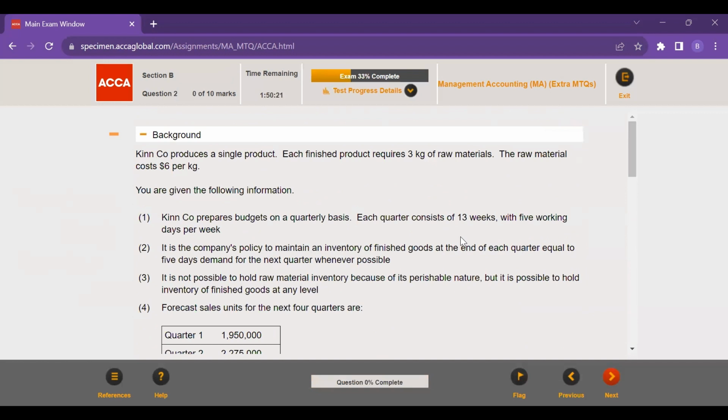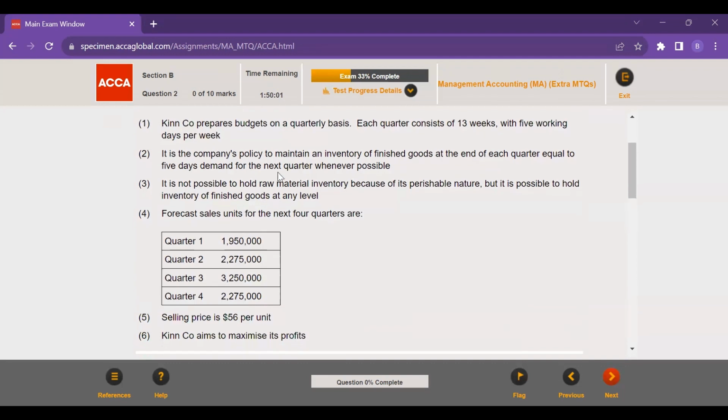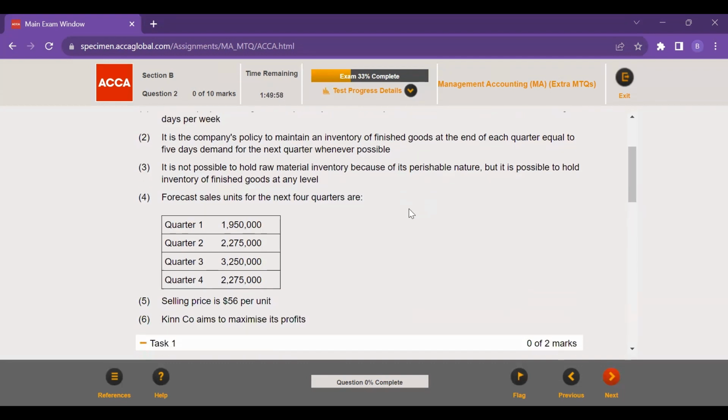So Kin Company produces a single product. Each finished product requires 3 kg of raw materials. The raw material costs $6 per kg. You are given the following information. They prepare budgets on a quarterly basis. Each quarter consists of 13 weeks with 5 working days per week. It is the company's policy to maintain inventory of finished goods at the end of each quarter equal to 5 days demand for the next quarter whenever possible. It is not possible to hold raw material inventory because of its perishable nature, but it is possible to hold inventory of its finished goods at any level.